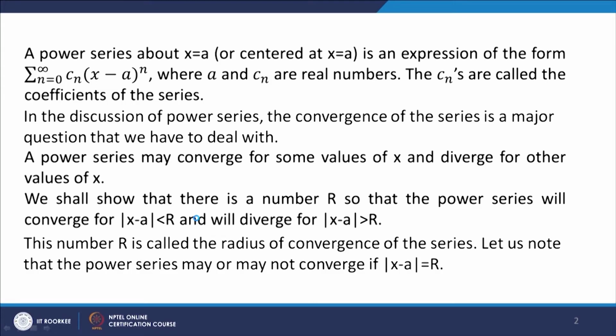Now, in the discussion of power series, the convergence of the series is a major issue. So, we will have to deal with this convergence question. A power series may converge for some values of x and diverge for some other values of x. We shall show that there is a number r, so that the power series converges for mod of x minus a less than r and diverges for mod of x minus a greater than r. The number r is called the radius of convergence of the series.